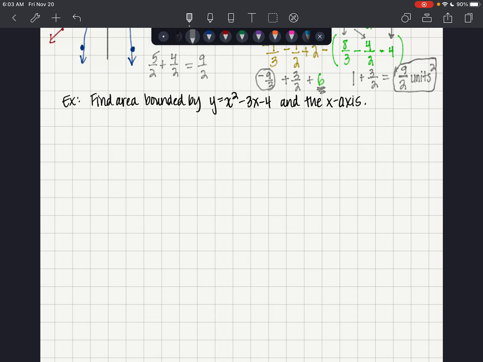Okay, let's find the area bounded by y equals x squared minus 3x minus 4 and the x-axis. All of these problems are designed with functions that you should be able to graph with some sense of ease. So these are functions that come from maybe even as far back as algebra 1. So I've got y equals x squared minus 3x minus 4. I know that that is a parabola that is opening up.